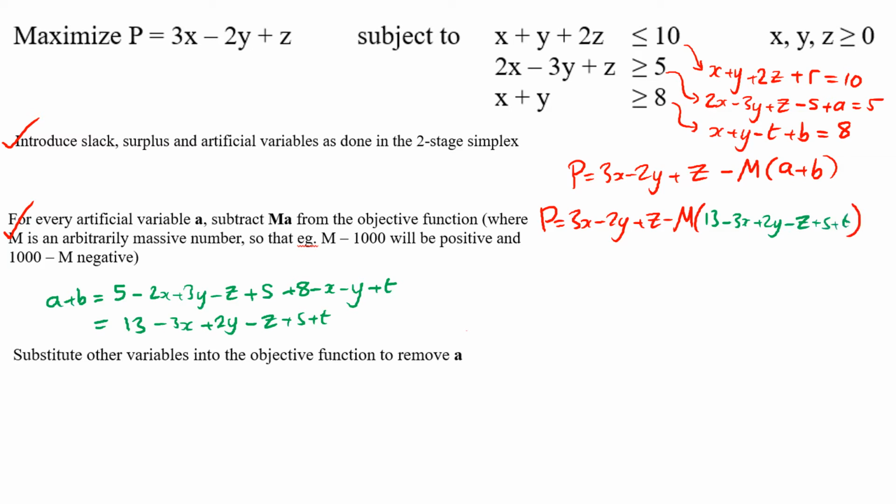And our next step would obviously be to expand this and simplify it as much as we can, but we have substituted. So we'll go to, I'm going to need more space here, p is 3x minus 2y plus z minus 13M minus 3xM. And well, you get the idea.